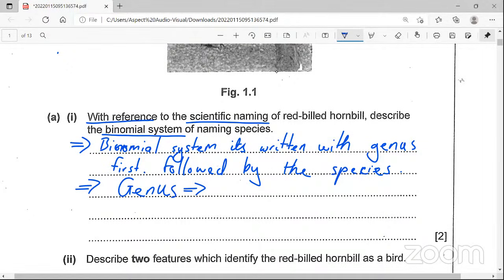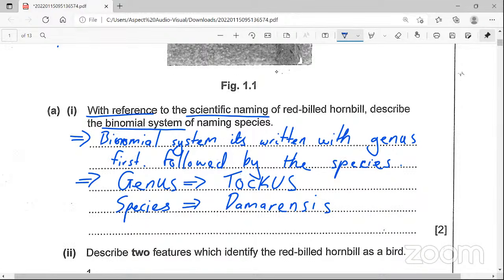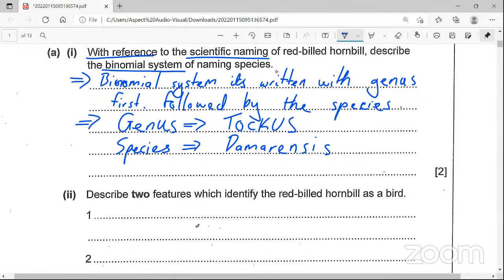Yes, to underline. So what is the genus, guys? Tockus, right? And what is the species? Can you spell it for me? M-A-R-E-N-S-I-S. Are we together? So we need to show that reference there. Is that correct?